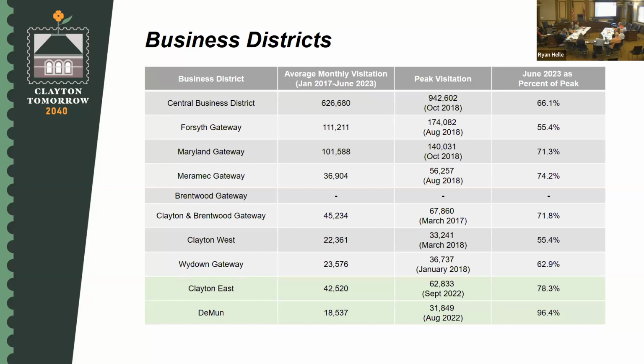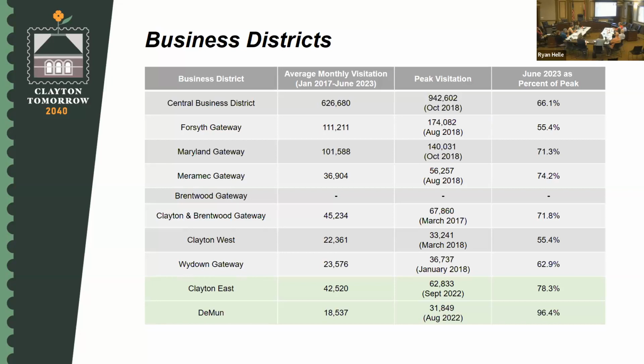So we can see exactly how many people moved through all these business districts for each month in that time frame. And what this chart shows you is the average monthly visitation for each business district. And then what was the highest month? What was that peak visitation? So in that spread from 2017 to essentially now, what month saw the most people in each business district? And then what is today's visitation, so June 2023, as a percentage of that peak? So essentially, how far are we from the peak? Are we close to being back at that?